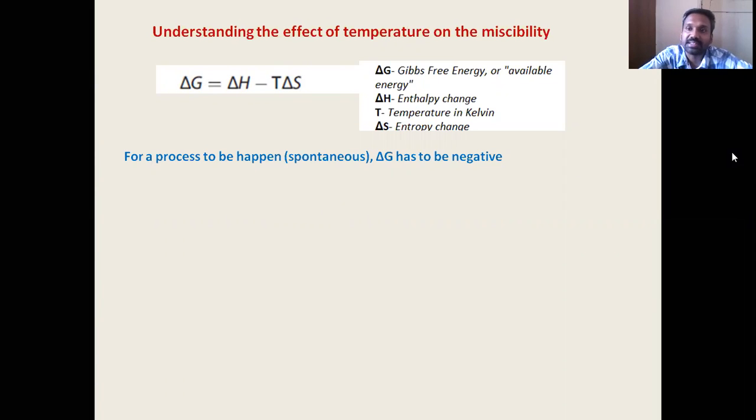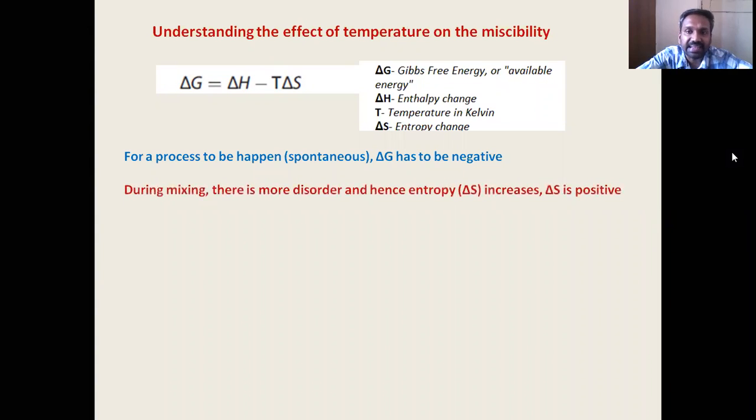What is delta H? Enthalpy change. What is delta S? Entropy change. Now, when the solution is going to be formed by mixing, the delta S always increases. So the delta S becomes positive. There is a slight increase in delta S during mixing. Fine. So delta S is positive.